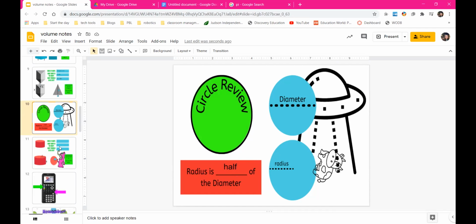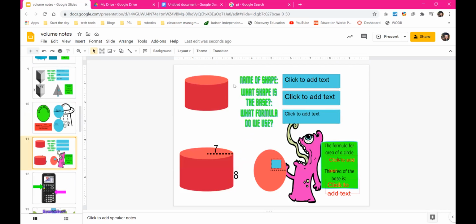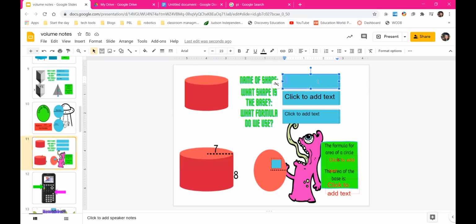Going on to slide number 11. First of all, what kind of shape is this? It is a cylinder. What shape is the base of a cylinder? It is a circle. And what formula do we use? I'm going to look at my star formula chart. The formula for volume of a prism or cylinder is V equals big BH.